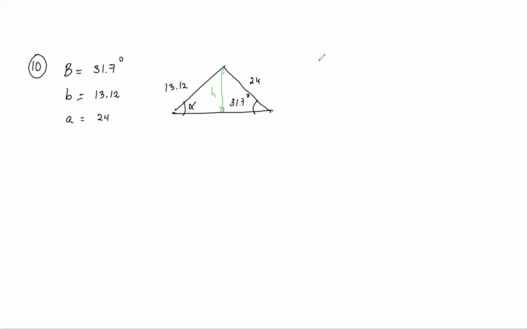I'm going to say sine of 31.7 degrees is equal to the opposite, h, over 24. So 24 times sine of 31.7 degrees will be h. Okay, my answer will be 12.61 is h.